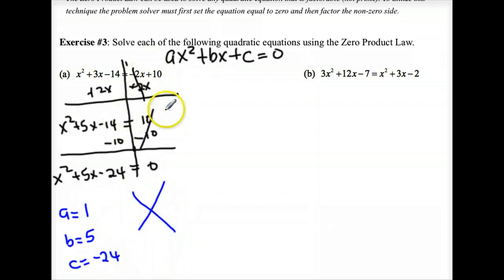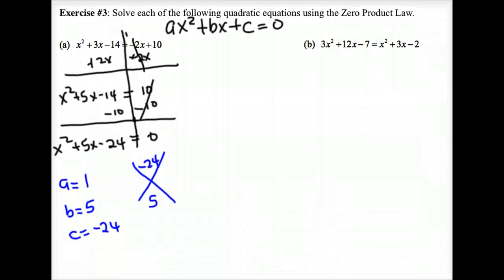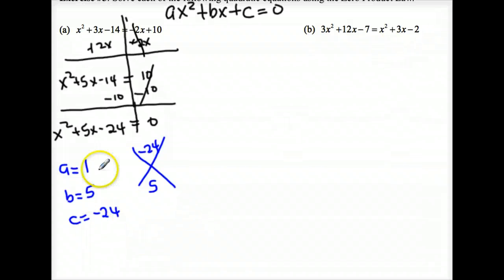Make my X, because I need to factor these, A times C in the top, which is minus 24, and then my 5 in the bottom. So this is where I'm going to go ahead and think of two numbers. When I multiply them, I get negative 24, but when I add them, I get a positive 5. And you will see it works out to be a positive 8 and a minus 3.